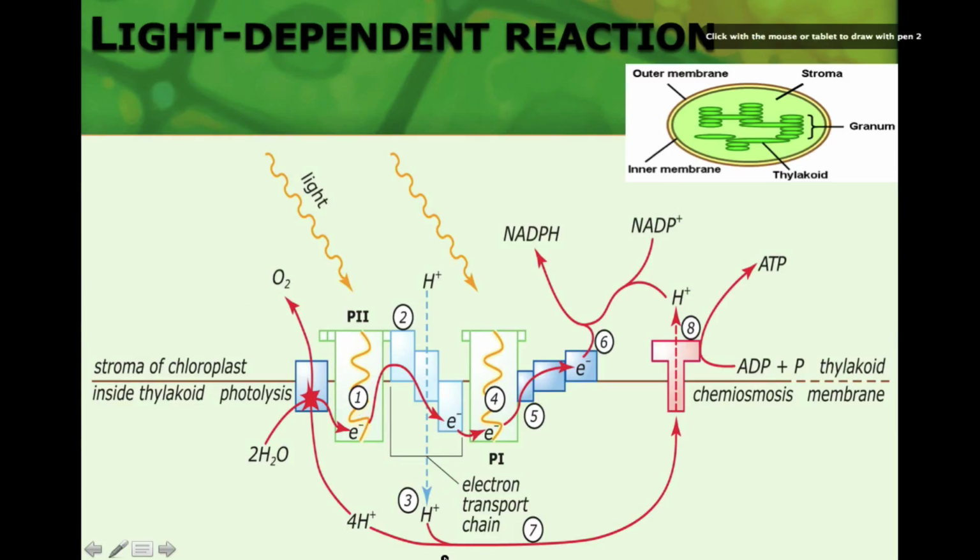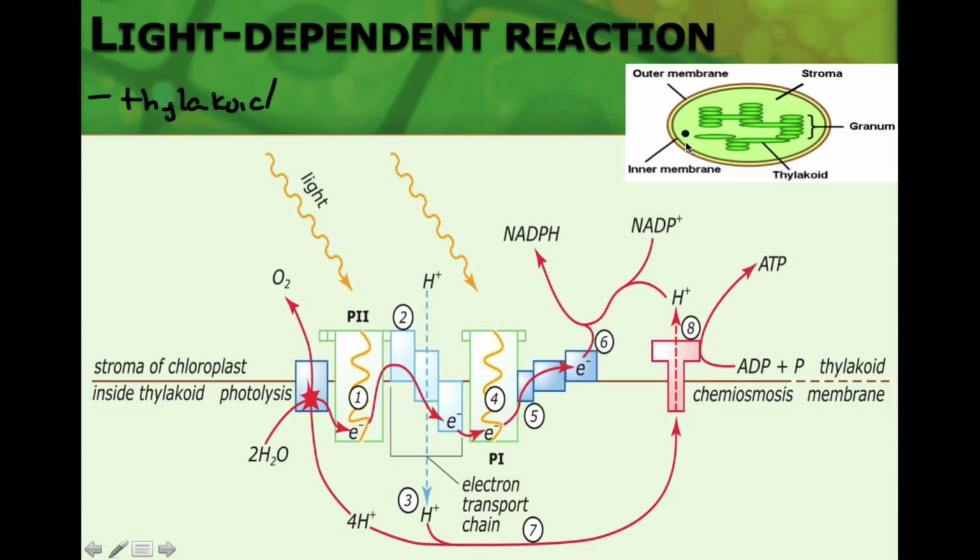All right, so let's take a look at the light-dependent reactions. And I know if you're looking at this, it can look very, very intimidating, but I'm going to walk you through what you need to know. First, I just want to mention that this reaction, the light-dependent reaction, occurs in the thylakoids, specifically the thylakoid membrane.